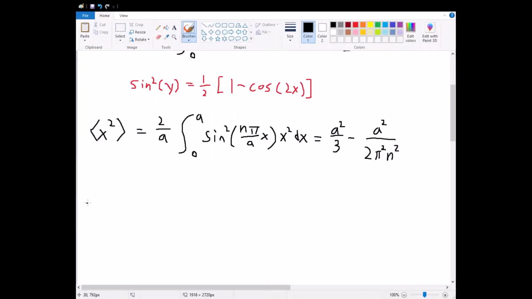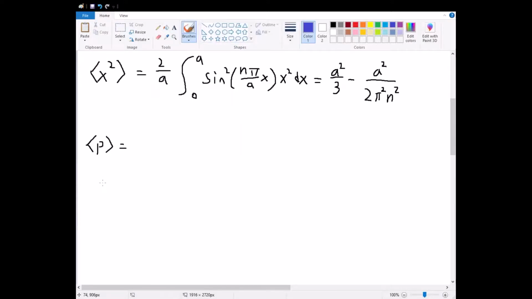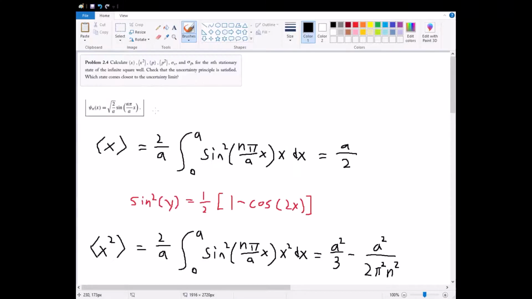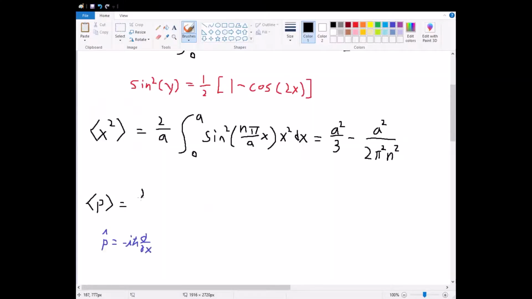Third, let's do the expectation value of p. So p, let's write this out first. One thing that we should make a note of is that we know that p as an operator is equal to negative i h bar times the partial of whatever function we're operating on with respect to x. So because of that, p is going to be equal to, and once again, we take the square root of 2 over a, that just gets squared as normal, so 2 over a times the integral. And here, since p has this derivative operator, our order of writing things down actually matters now.